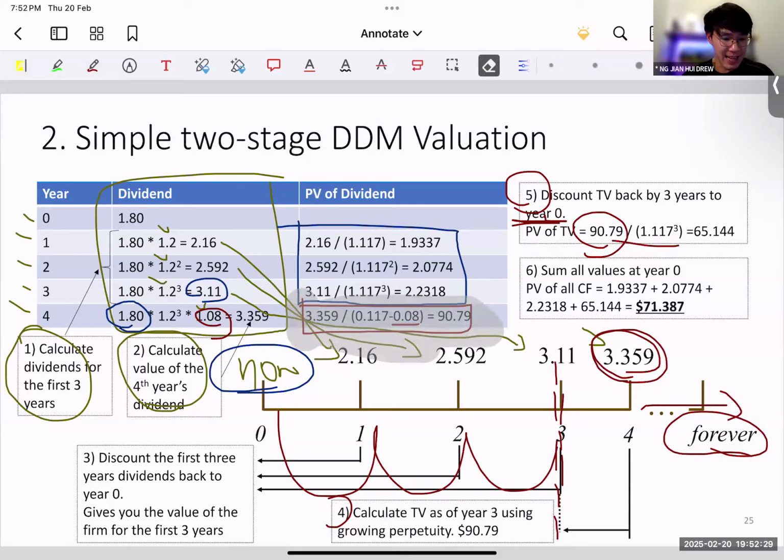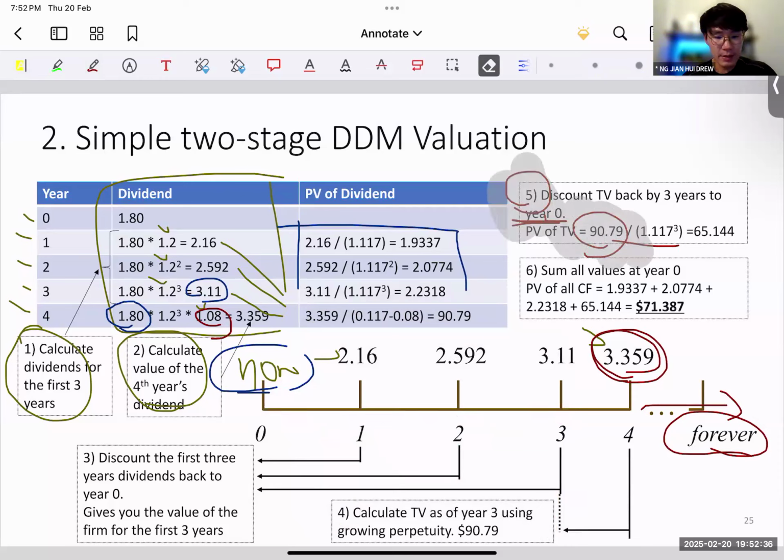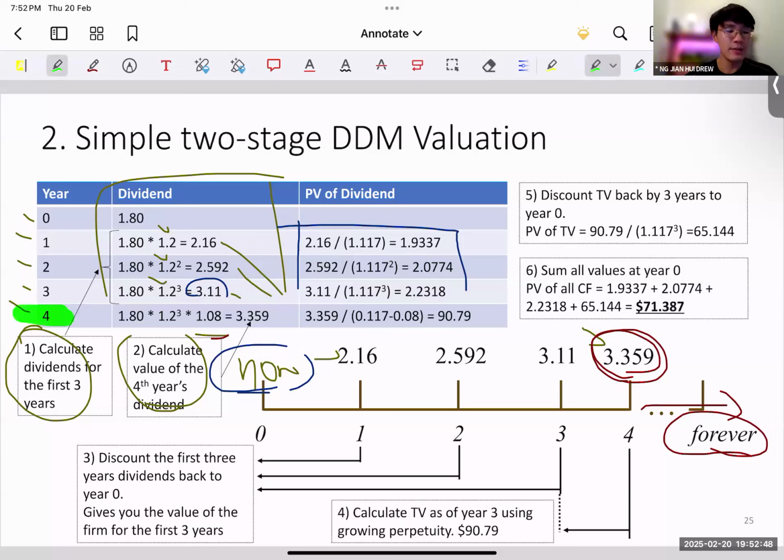Okay, let me just erase some of these lines here so it's a bit easier to see. So let me repeat again. We know that in year four, the firm is going to grow at 8% forever, right? Which is why we determine the dividend in year four, which is here, given by this. And then forever it just goes on, right?